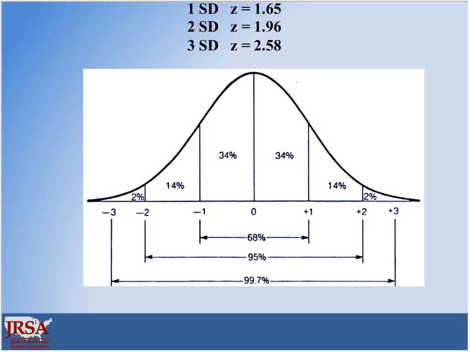Here's a depiction of that theoretical distribution. In that normal distribution, 68% of the cases will fall within one standard deviation of the mean or the parameter estimate. 95% will fall within 2 standard deviations, and 99.7% will fall within plus or minus 3 standard deviations, and those are the corresponding z-scores.